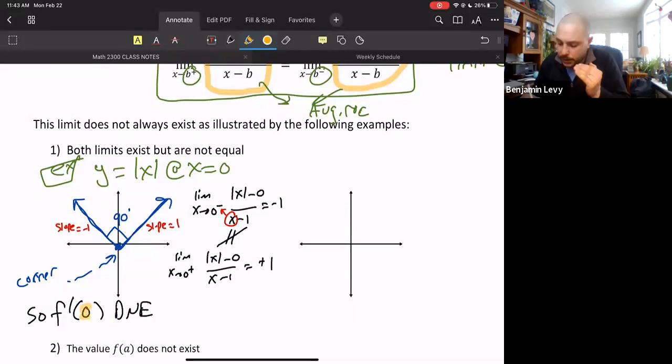At the point 0. And it's because of that corner. It's because the corner switches you directly from a slope of -1 to +1 right at that point.